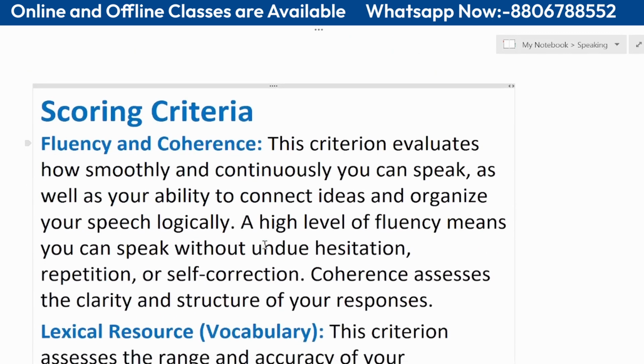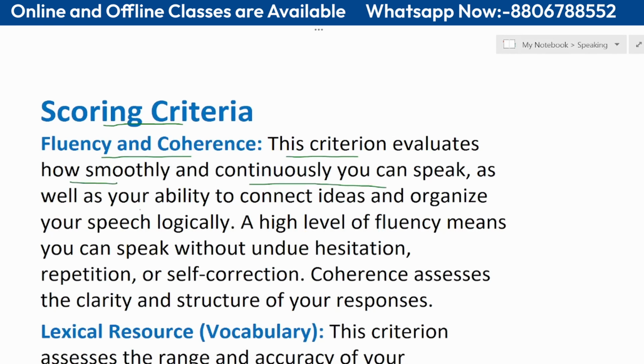Now let us look into the scoring criteria. The first one is fluency and coherence. This criterion evaluates how smoothly and continuously you can speak, as well as your ability to connect ideas and organize speech logically. A high level of fluency means you can speak without undue hesitation, repetition, or self-correction. Coherence assesses the clarity and structure of your responses.